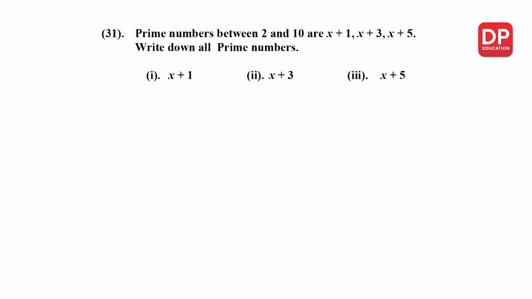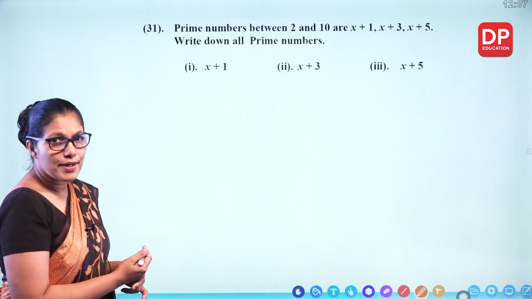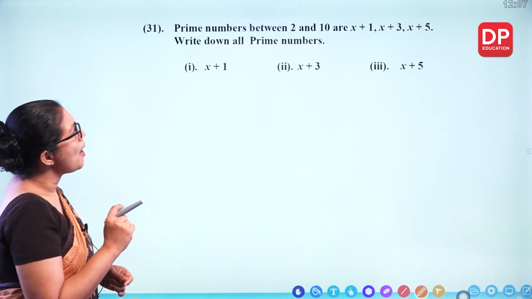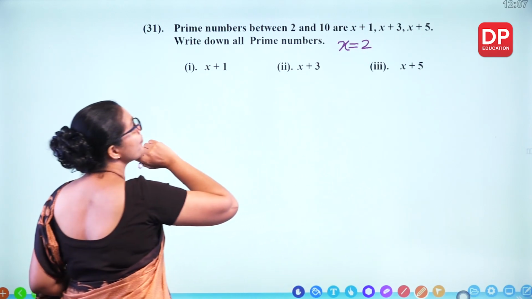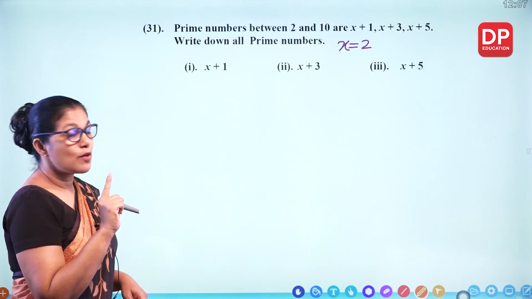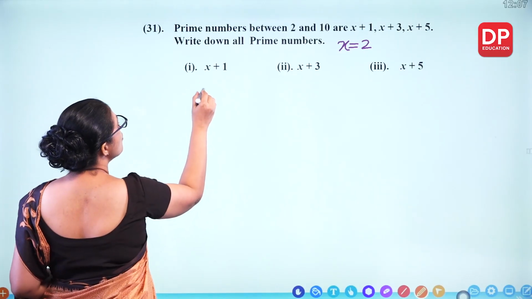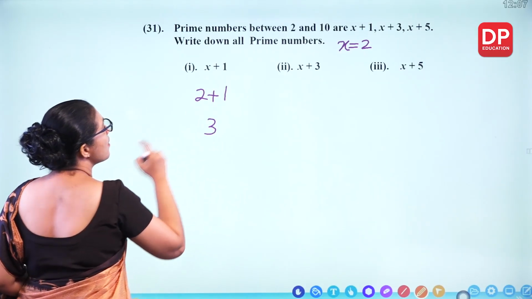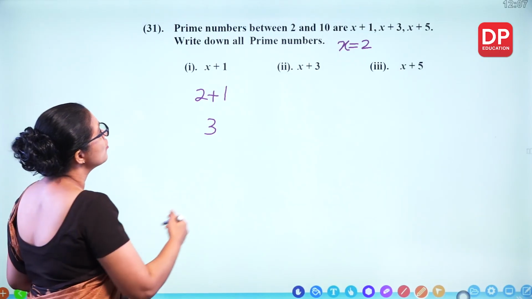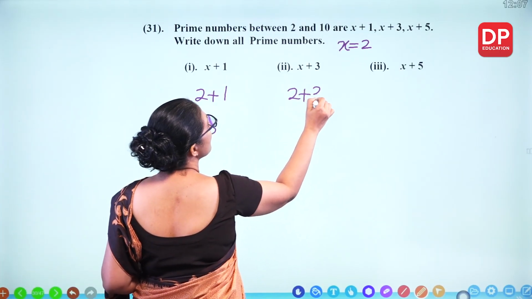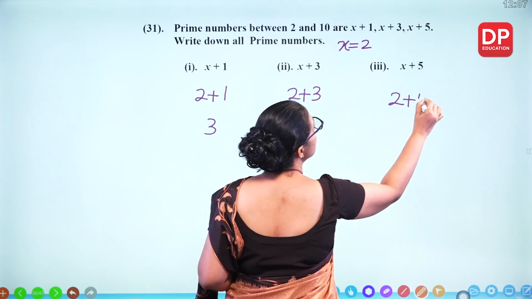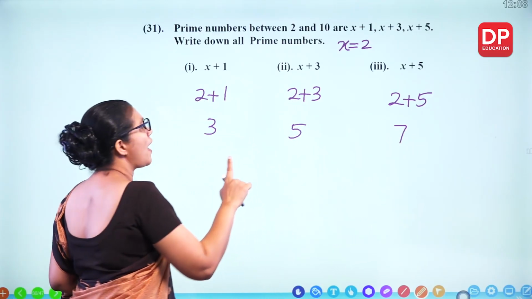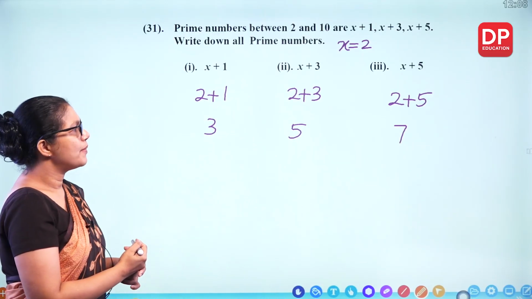The prime numbers between 2 and 10 are given by X plus 1, X plus 3, X plus 5. Write down all the prime numbers. You get all the prime numbers when X equals 2. So substitute 2. 2 plus 1, the first number is 3. 2 plus 3, you get 5. 2 plus 5, you get 7. So 3, 5, 7 are the prime numbers.